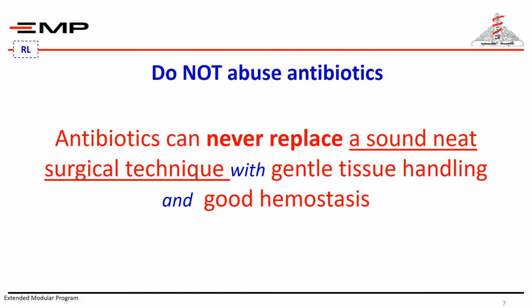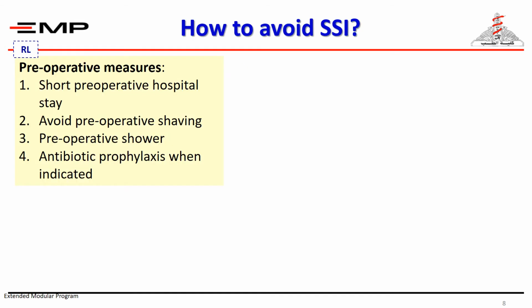Please remember that antibiotics can never replace a sound, neat surgical technique with gentle tissue handling and good hemostasis. Now, how to avoid surgical site infection? You can now recognize that to avoid surgical site infection, there are measures that should be taken before the operation, within the OR, and in the post-operative period.